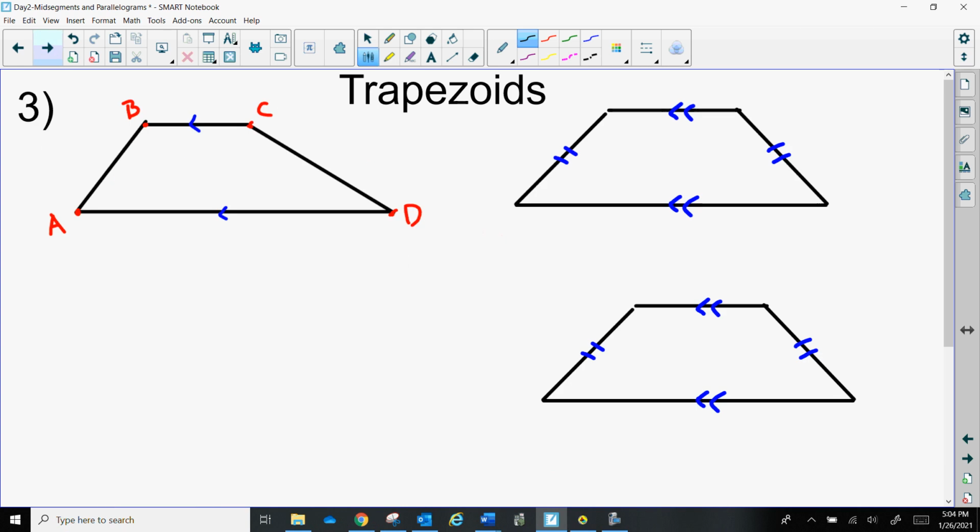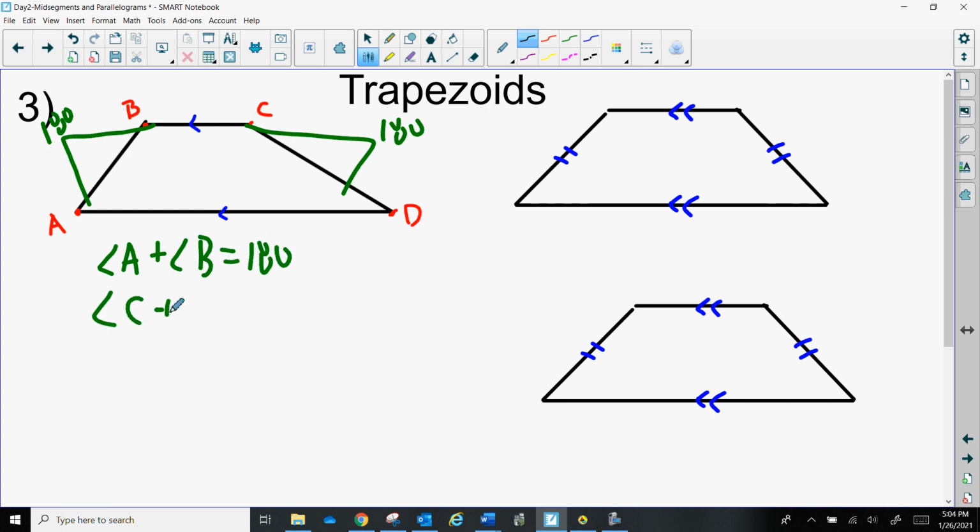In a trapezoid, the thing that we need to remember is the angles between the bases have to add up to 180 degrees. So angle A plus angle B have to equal 180 degrees. Angle C plus angle D have to equal 180 degrees. Now if it's isosceles, the rules still occur right here. These angles right here are still going to be supplementary to one another. But if it's isosceles, these base angles right down here are going to have the same measure.